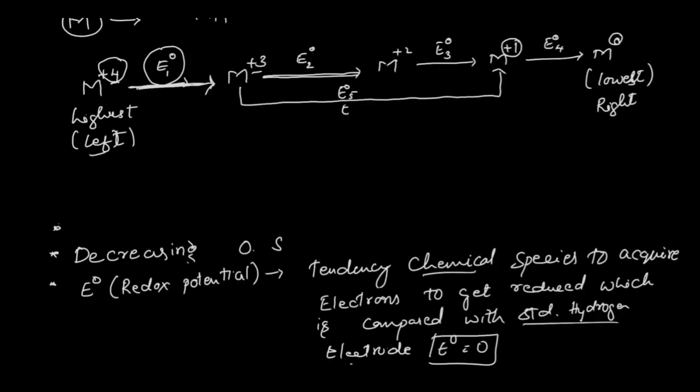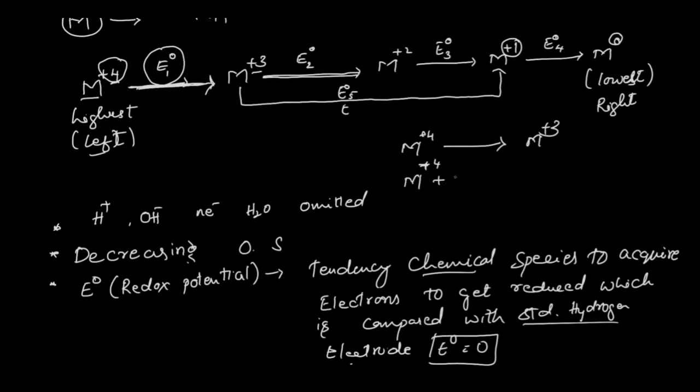Understood? In this diagram, we have omitted many species like H+ ions, OH- ions, number of electrons, and water molecules to simplify the diagram. In this reaction, to convert M+4 to M+3, M+4 has to accept one electron from another species to get reduced. This electron has been omitted to simplify the diagram. This is how the Latimer diagram looks.